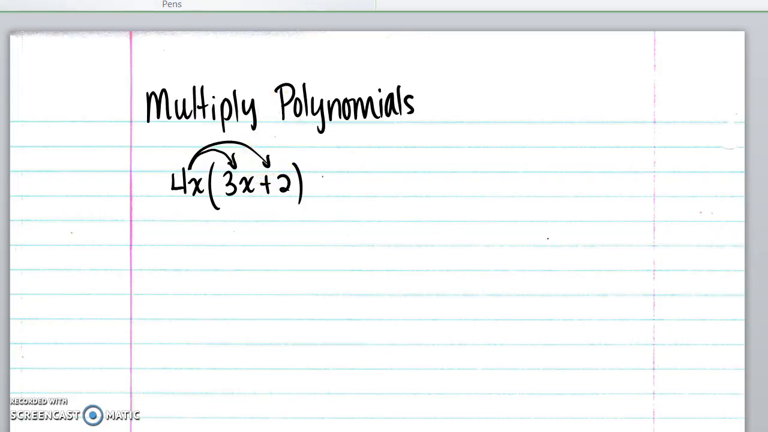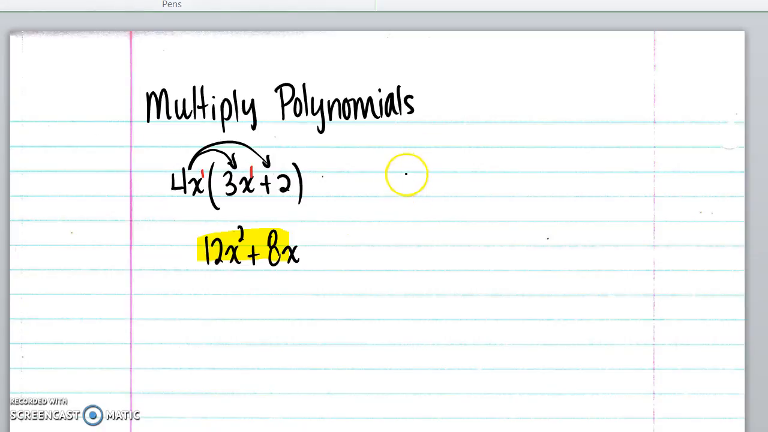But you got to remember right here, those are understood ones on those x's. So when you multiply the x's, you have to add the exponents. 4x times 3x is 12x squared. Then 4x times 2 is 8x. Now, normally you would combine any like terms that you have, but these aren't like terms, so this right here is your answer.